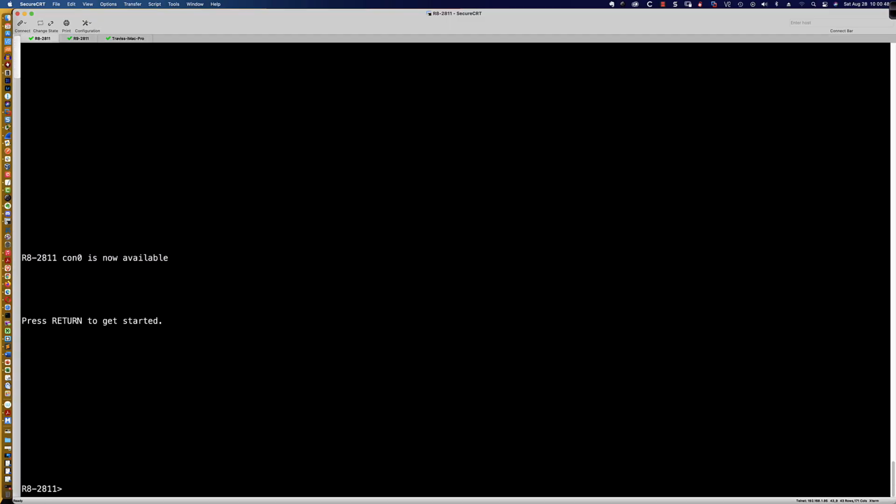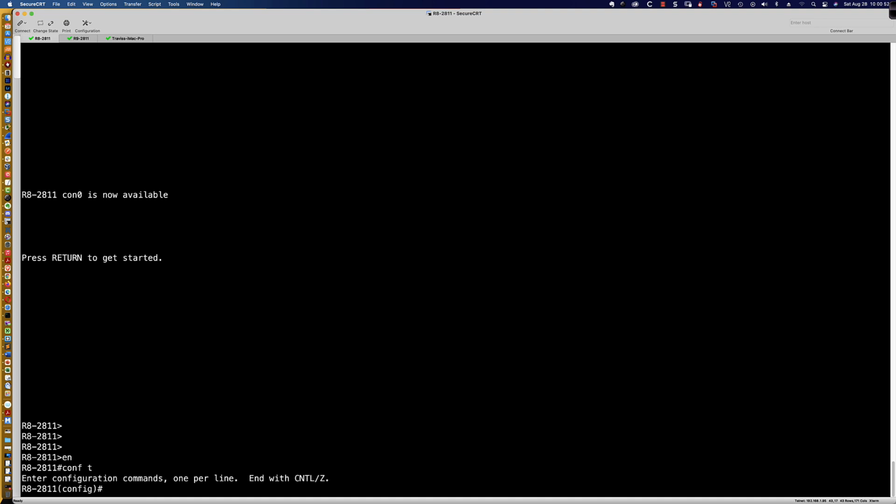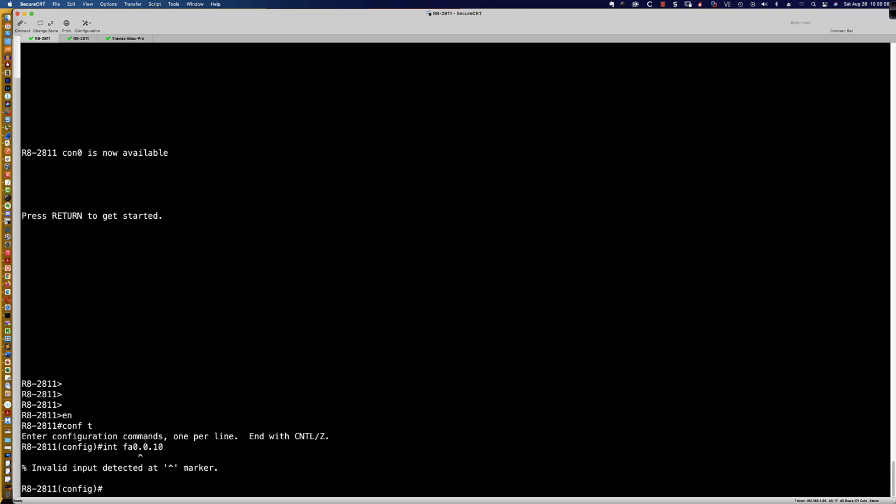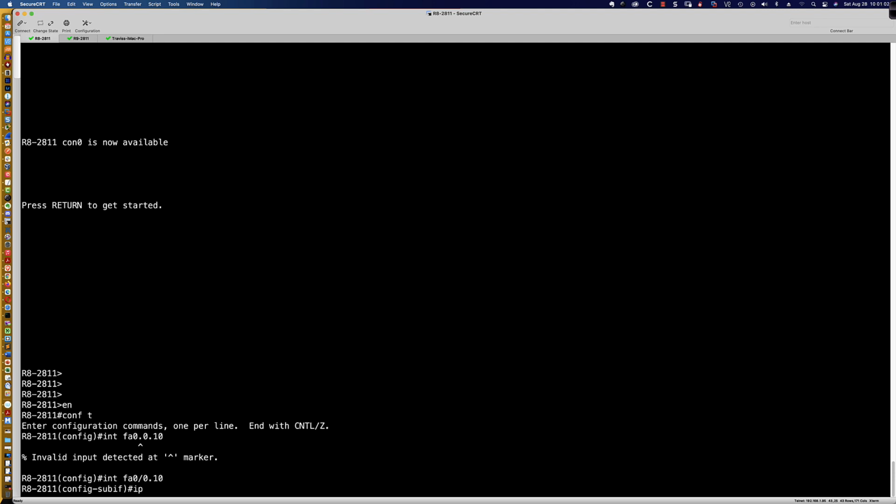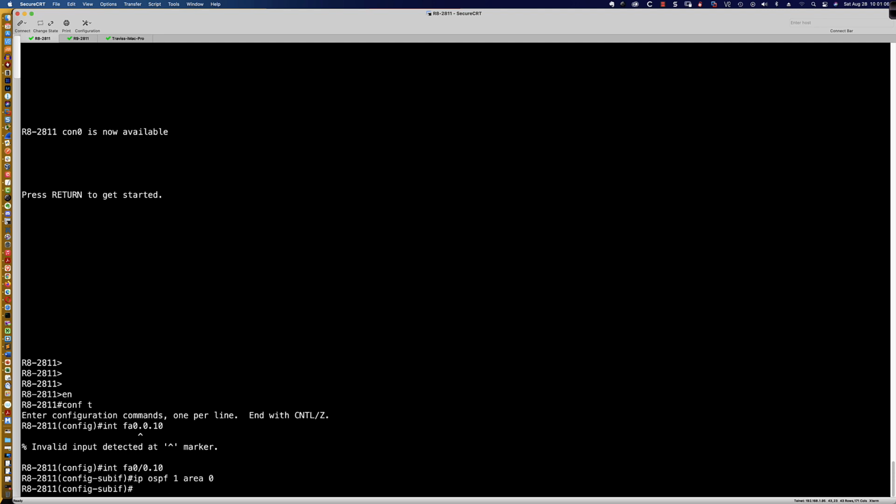And so finally, let's step out here to real routers and take a look at a packet capture. And so we're going to come on to router 8 here. We're going to get into global config. I'm going to get into interface, I'm sorry, this is FastEthernet 0/0.10. Interface FastEthernet 0/0.10. We're going to say IP OSPF 1 area 0. And so let's do what we just did.